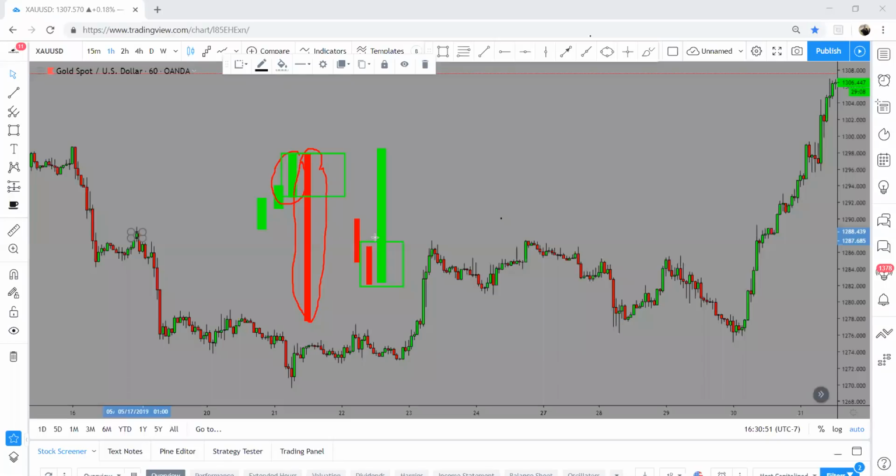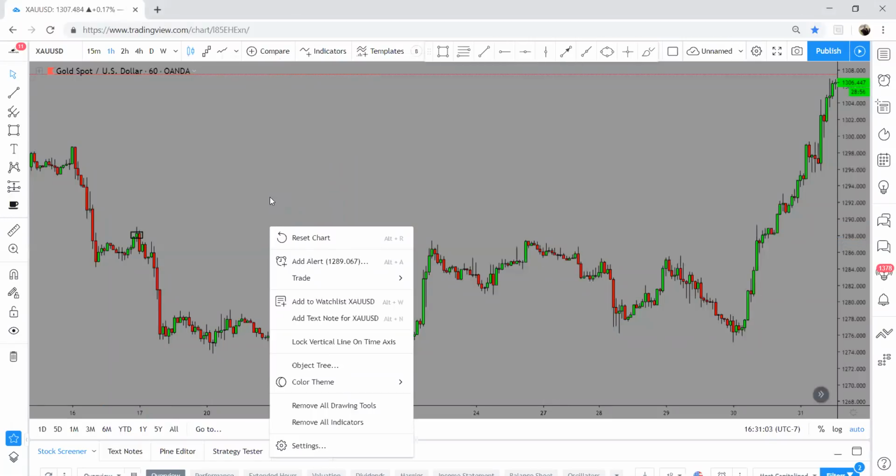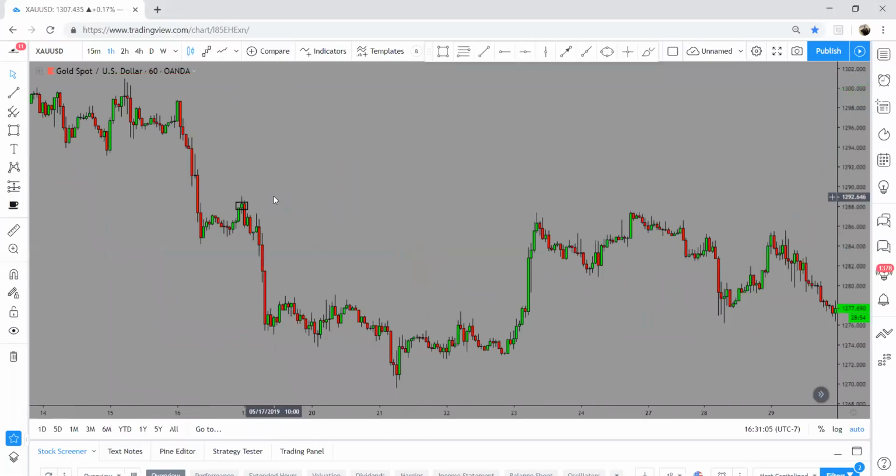If you guys get the basic concept of supply and demand, awesome. Perfect. So let's look at it on a live chart. What is supply and demand, right?